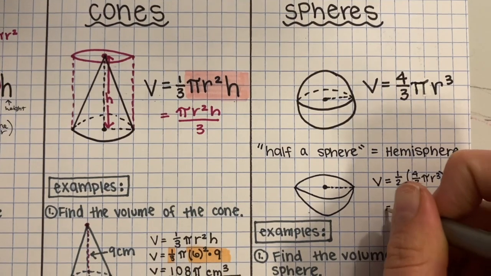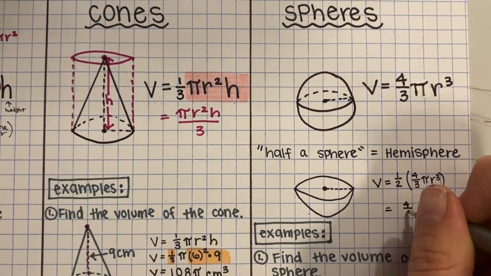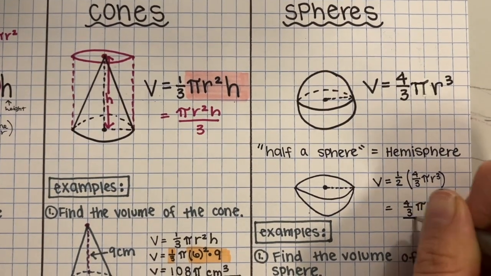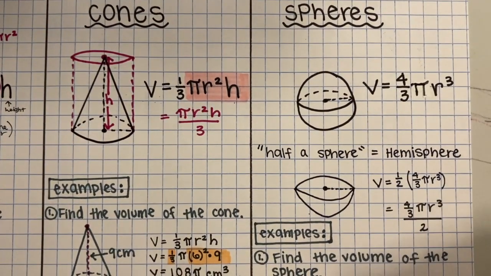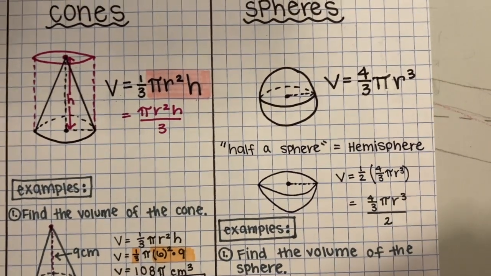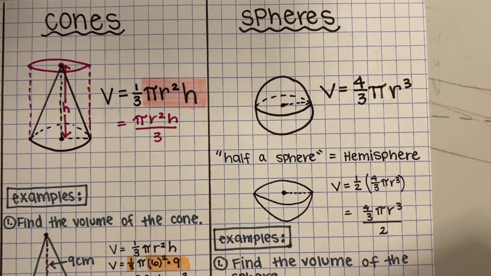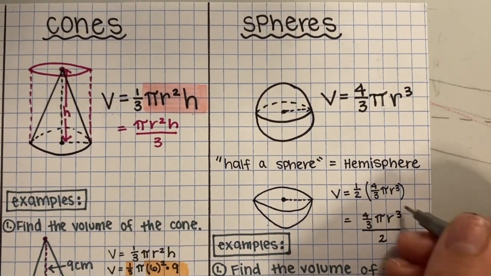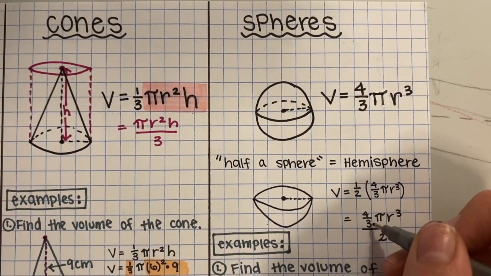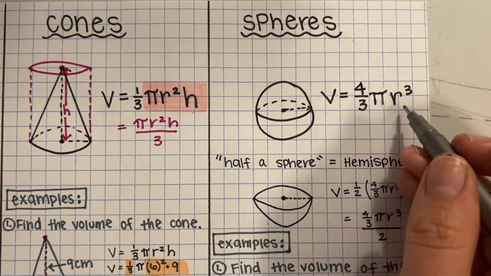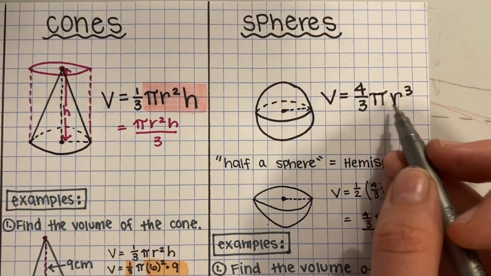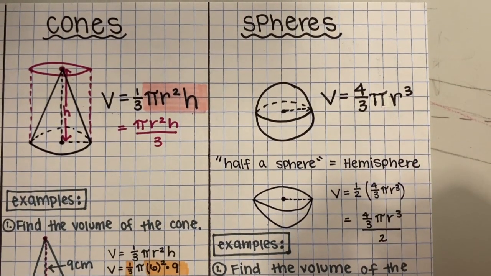So we could also just say that this is our volume of a sphere divided by 2. The biggest difference with our spheres is that we no longer have a height. So instead of multiplying by height at the end, we're just multiplying by radius again. So it's 4/3 pi times radius times radius times radius, which is the same thing as 4/3 pi r cubed.